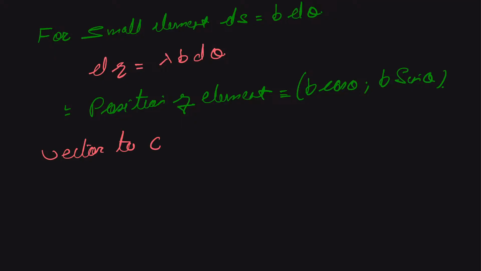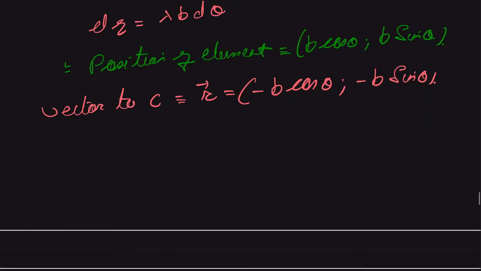Vector to C, and that is our r vector, will be minus b cos of theta, minus b sin of theta. And for this particular case, we know that our r is nothing but our b. Okay.